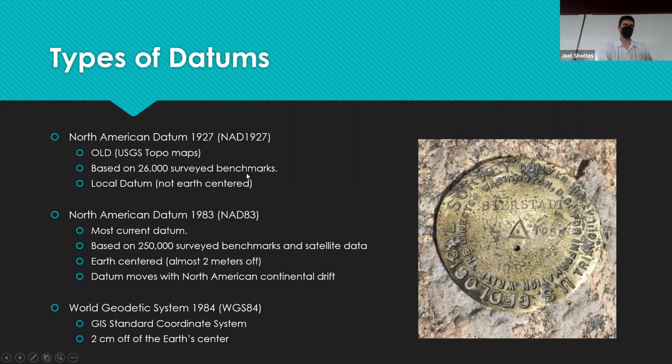So here are three that you'll see. And here's an old one. Has anyone been up Bierstadt? They put a USGS marker that gives you the elevation there, and so they surveyed that in. When you go to USGS maps, a lot of the elevations are going to be in what's called the North American Datum of 1927. It's a local datum, based on 26,000 surveyed benchmarks across North America. It was updated in 1983, when they brought in over 100 times more benchmarks as well as satellite data.